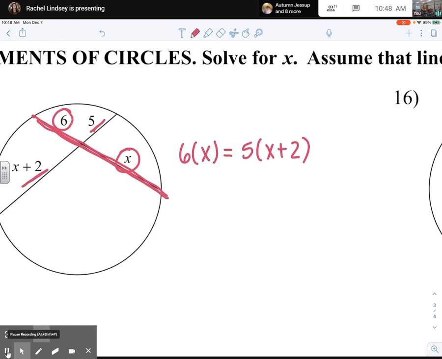Okay, so 6 times x is 6x. 5 times x is 5x, 5 times 2 is 10. So 6x equals 5x plus 10. And what do I need to do to both sides? Subtract the 5x, so I'd have x equals 10.